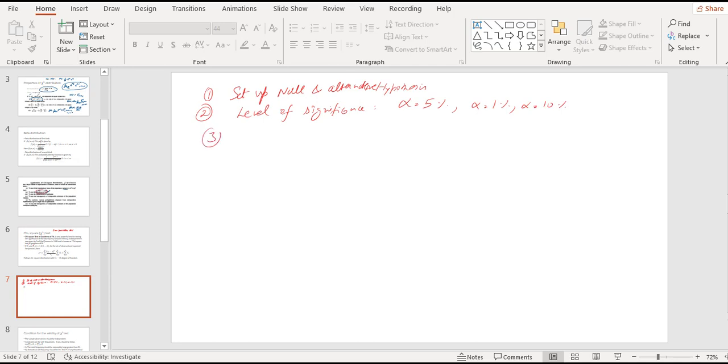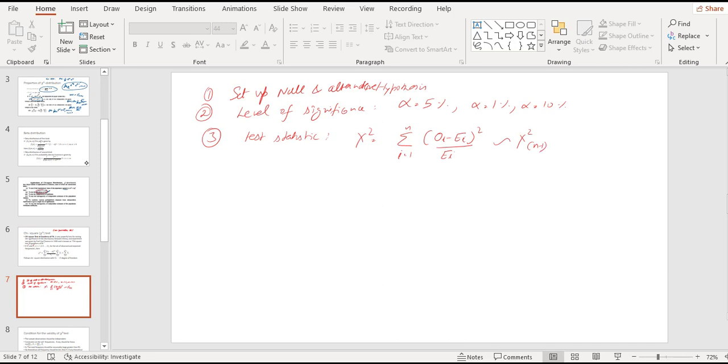The third one is we need to calculate the test statistic. The test statistic in this case is chi-square, which is equal to summation i varies from 1 to n of (observed frequency minus expected frequency) squared divided by the expected frequency. So it will follow chi-square distribution with n minus 1 degrees of freedom.